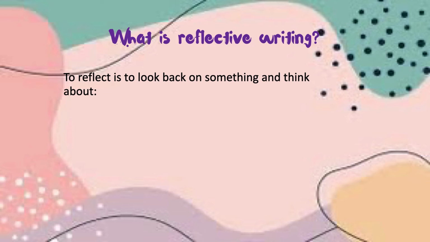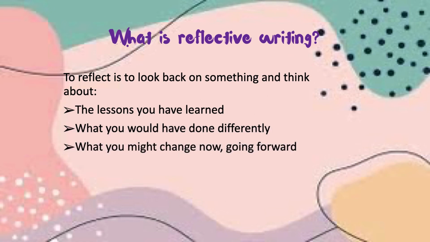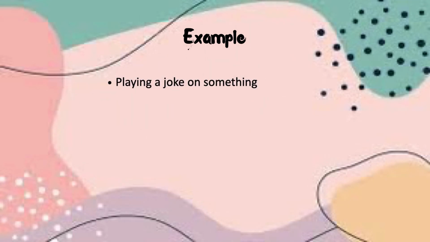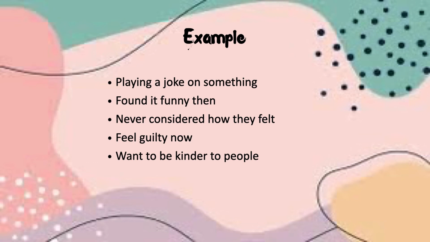But what is reflective writing? Well, to reflect is to look back on something and think about it. So you might think about the lessons you have learned, you might think about what you would have done differently, and you might think about what you might change now going forward. So I'll give you an example. Maybe you played a joke on someone, so you pulled a prank, and you probably thought it was hilarious then. And maybe you found out later on that actually the person that you played the joke on didn't find it funny at all, and you never really considered how they felt. You might start to feel a bit guilty now. And when you're reflecting forward, you might want to be kinder to people. So that's what I mean by reflection.